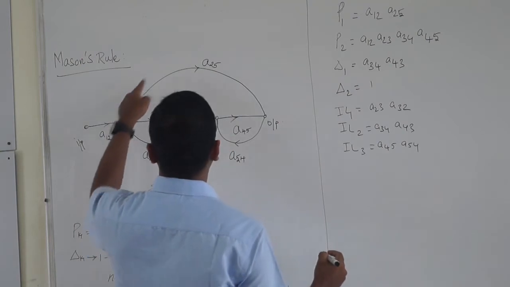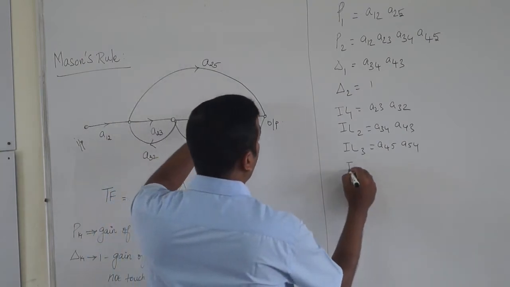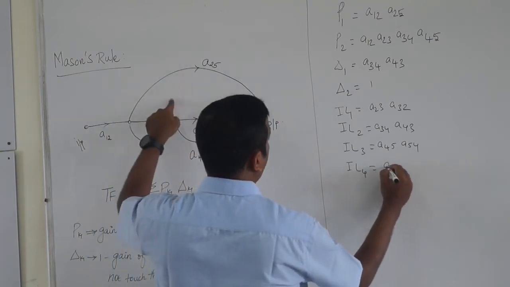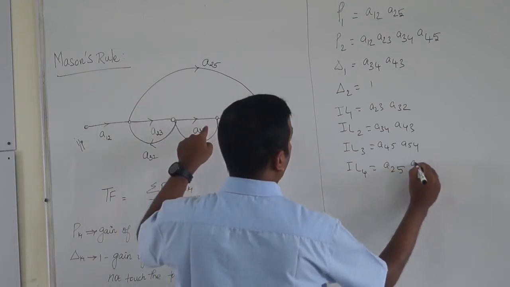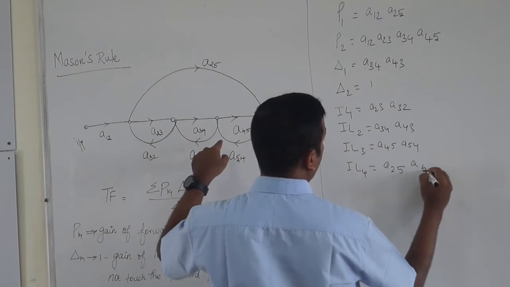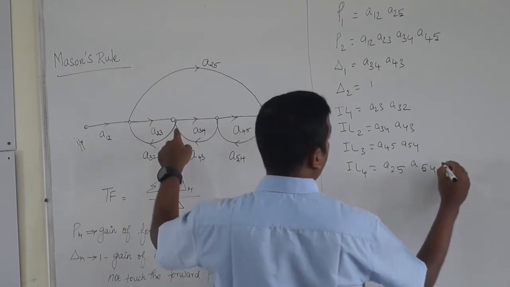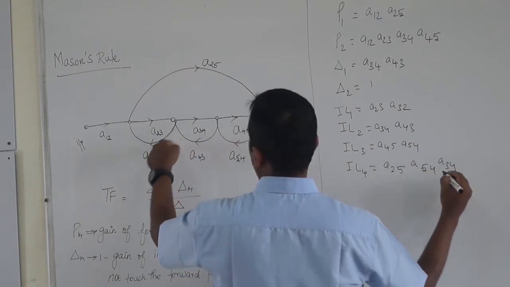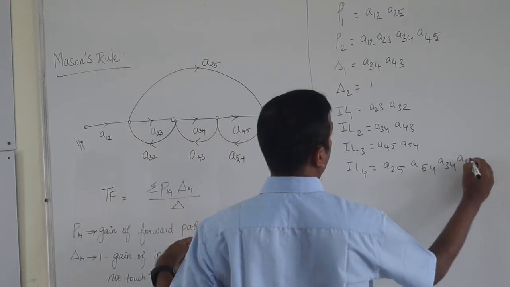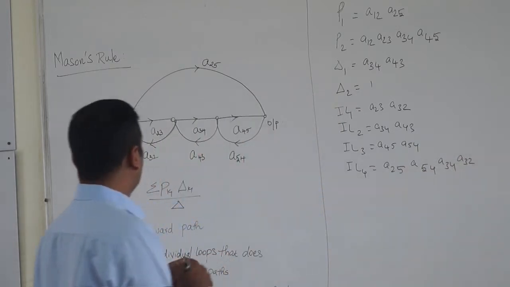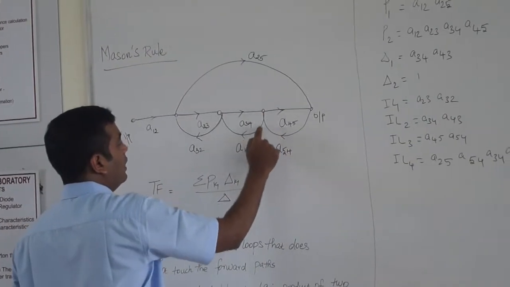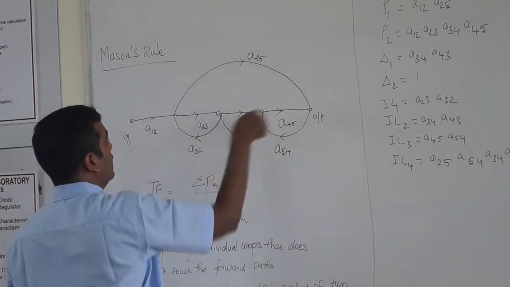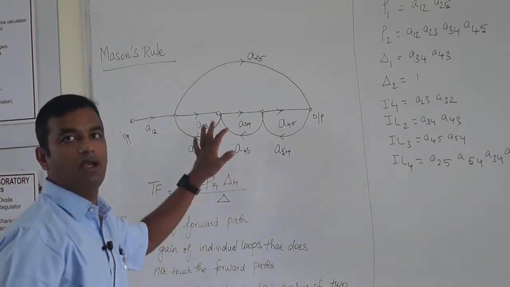And what is the loop gain of this fellow? Look at this fellow, IL4. Individual loop 4 will be A25, A54, A34 and A32. This is also an individual loop, right? Look at this fellow, A25, A54, A43 and A33. It starts and ends at the same point. So this is also another individual loop.